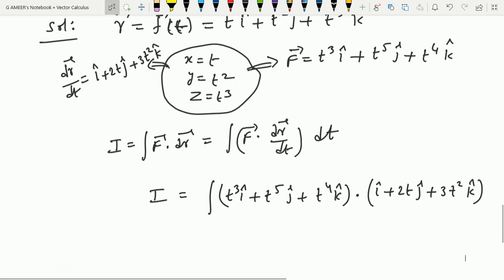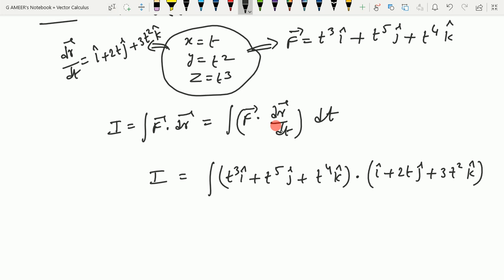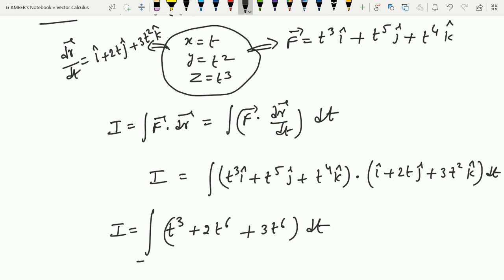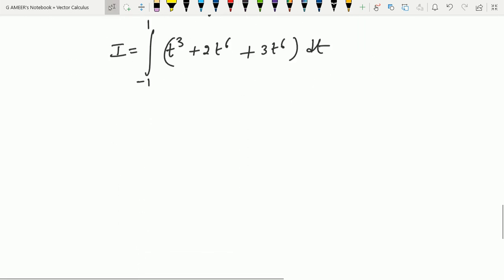Now there is a dot product, don't forget that, and we need to integrate this entire thing with respect to the parameter t, not necessarily time. So i with i, j with j and k with k: t cube into 1, that is t cube, plus t power 5 into 2, that is 2t power 6, plus t power 4 into 3, that is 3t power 6, dt. Now the entire thing is in terms of the parameter, which varies from minus 1 to 1, so we get the definite integral.